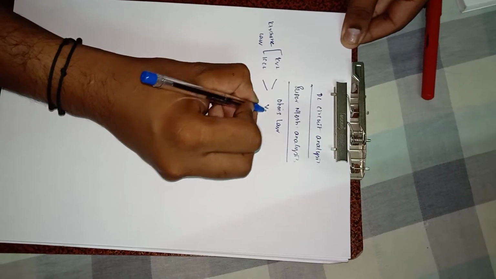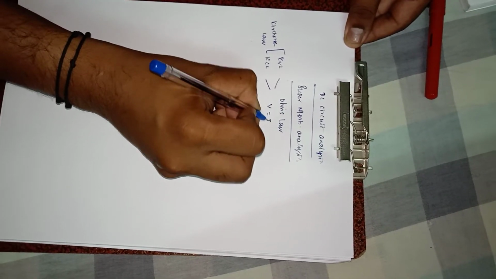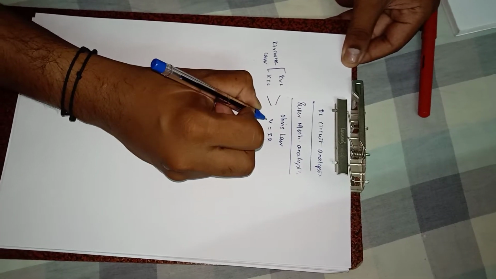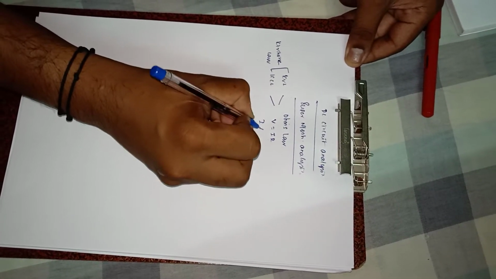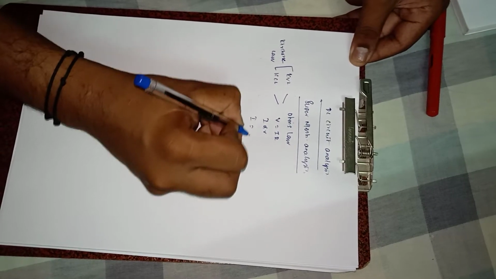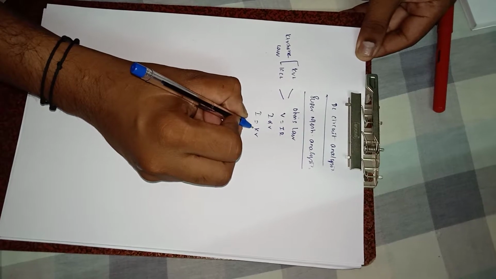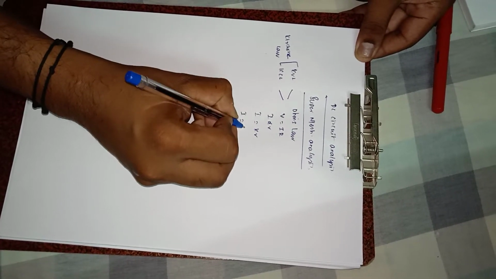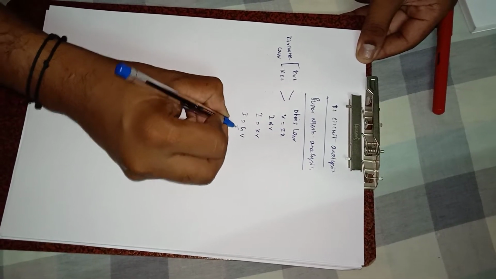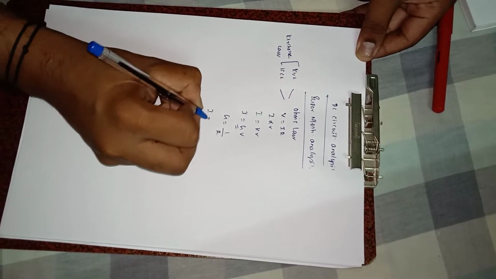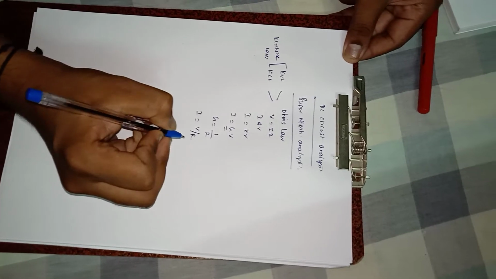We know that Ohm's law is V is equal to I into R, that is, current is directly proportional to V. So current is equal to a constant K into V, where K is called a proportionality constant, where I is equal to G into V, where G is called conductance, and G is equal to 1 by R. So I is equal to V by R.